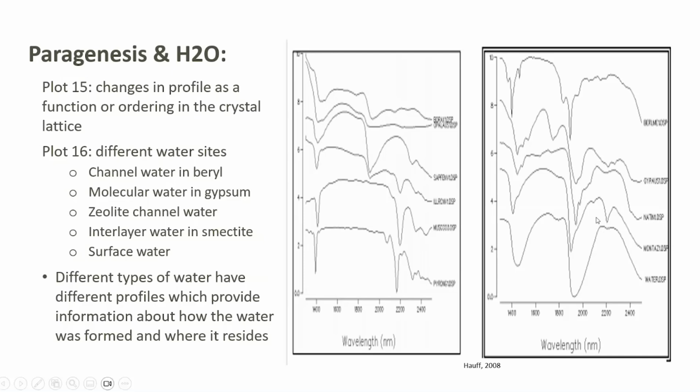In plot 16, these are going to show different water sites. If we're looking at 1900 nanometers, you're looking at this feature right here. It's going to show the water sites from channel water in beryl, to molecular water in gypsum, to zeolite channel water, to finally inner layer smectite water. The very bottom here is going to be surface water. So if we're focusing just on this 1900 nanometer feature, in each different mineral your water site is going to change, and so is the profile and the broadness of that feature.